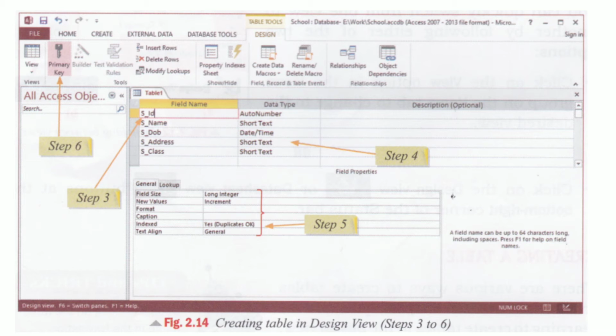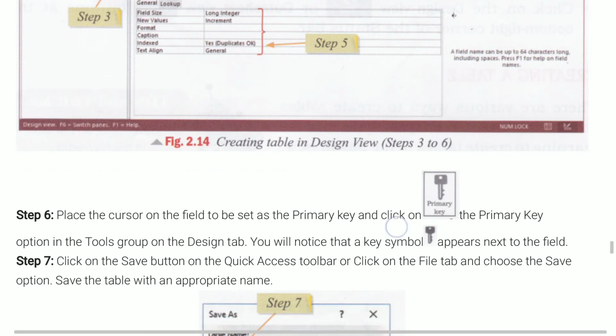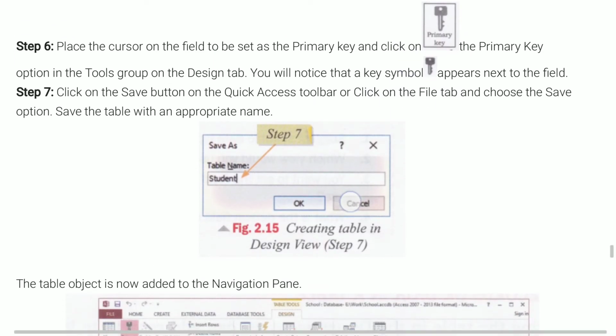After doing all this, we have to save the table. For this, we can use the quick access toolbar to click on the save button, or we can go to the file tab. In the file tab, you can get the save option, as you can see on the figure.